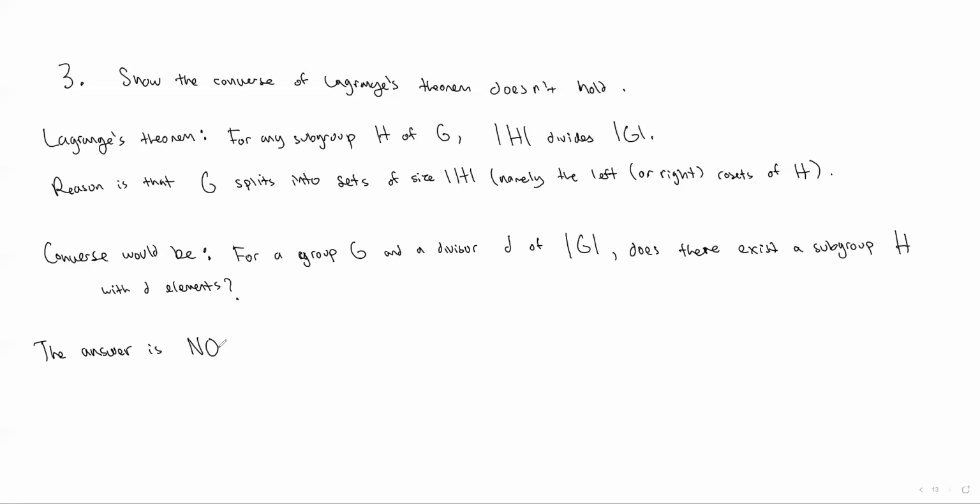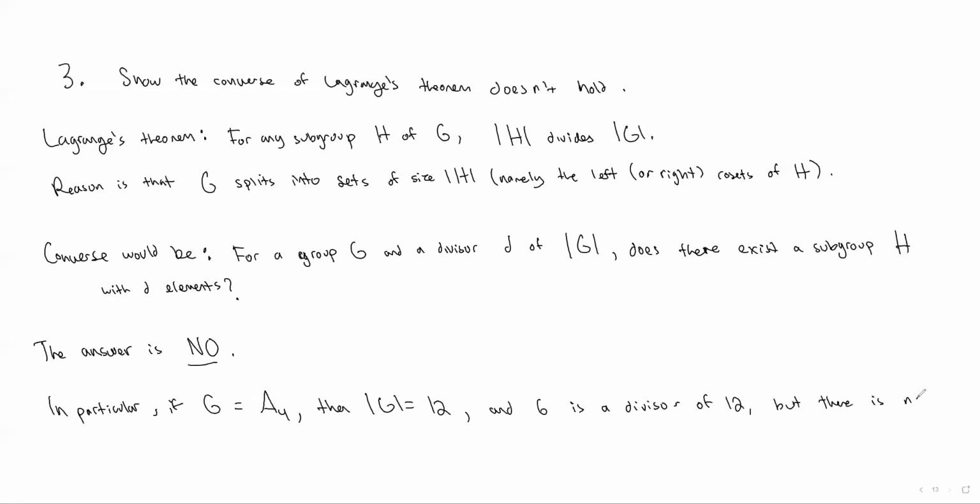The answer is no. In particular, if G equals, not D4, A4, the alternating group on 4 elements, the even permutations in S4, then G has 12 elements, and 6 is a divisor of 12, but there's no subgroup of G with 6 elements. And I'll prove it. So, proof.